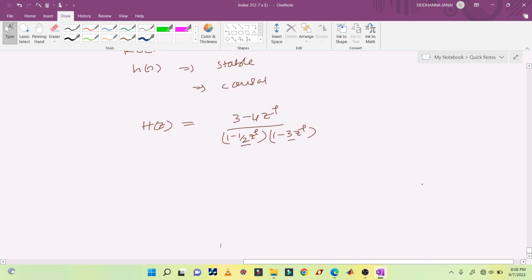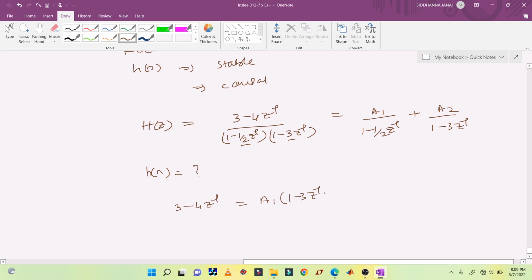Since we have been asked to calculate h(n) for different systems, stable and causal, we have to apply partial fractions and solve, and then take the inverse z-transform. Applying partial fractions, this will be A1 / (1 - 1/2 z^-1) + A2 / (1 - 3z^-1). So now 3 - 4z^-1 = A1(1 - 3z^-1) + A2(1 - 1/2 z^-1).